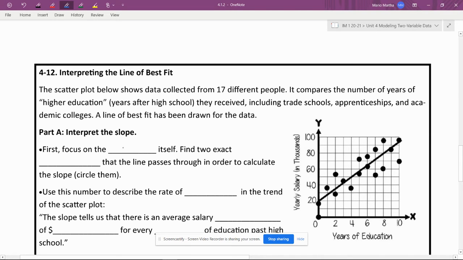So first focus, again, as always, we want to focus on the line itself. And then after that, we're going to find two exact coordinates that the line passes through in order to calculate the slope. And we want to circle those. So again, we want to just focus on the line. So I see one right there. Usually the y-intercept is an easy one to pick out. And then if I continue up, I see that the line crosses the grid again here. So I'm going to pick that point again.